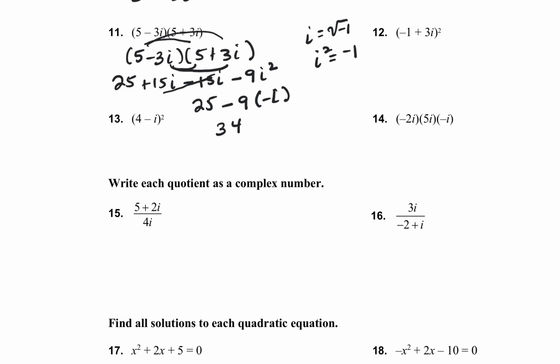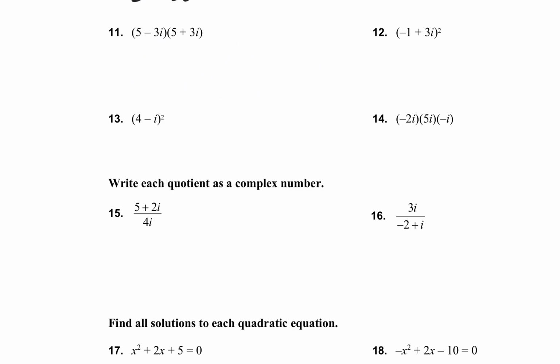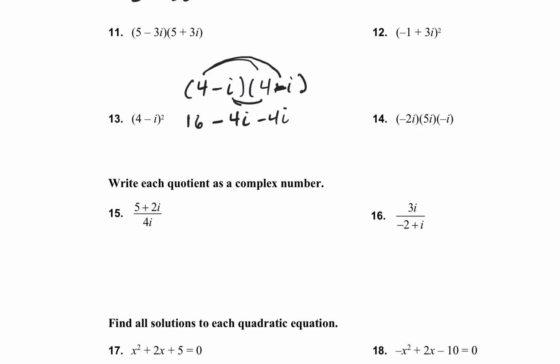So for number 13, we have 4 minus i times 4 minus i. So 4 times 4 is 16. 4 times negative i, that's negative 4i. Negative i times 4 gives you negative 4i. Negative i times negative i gives you plus i squared. So we have 16 minus 8i.